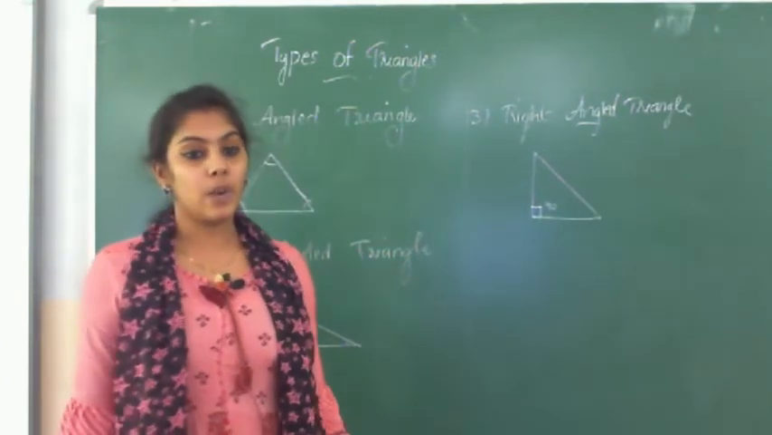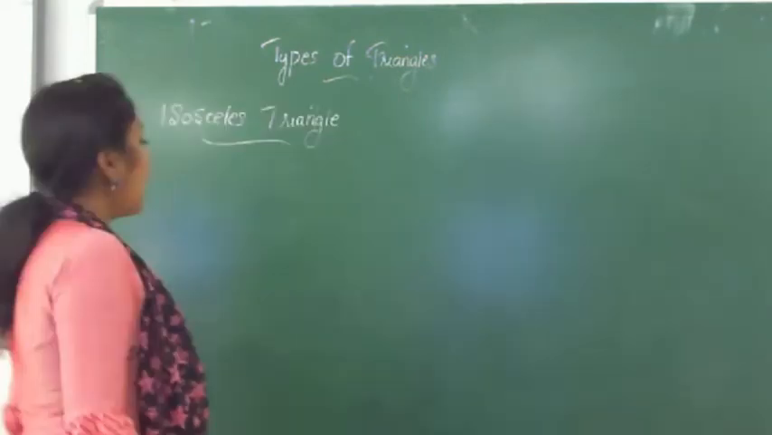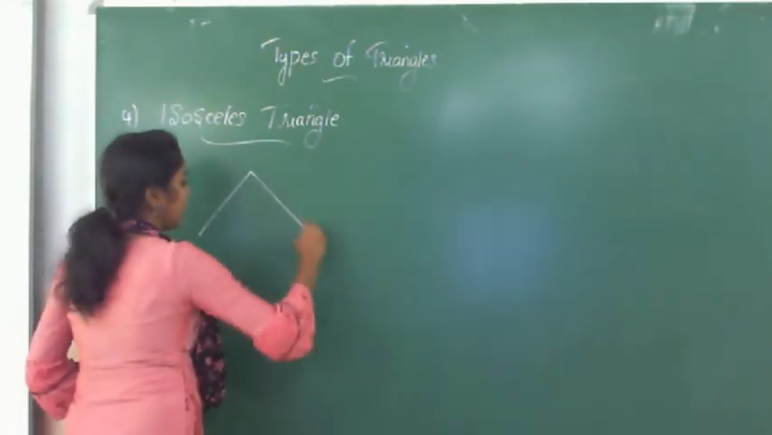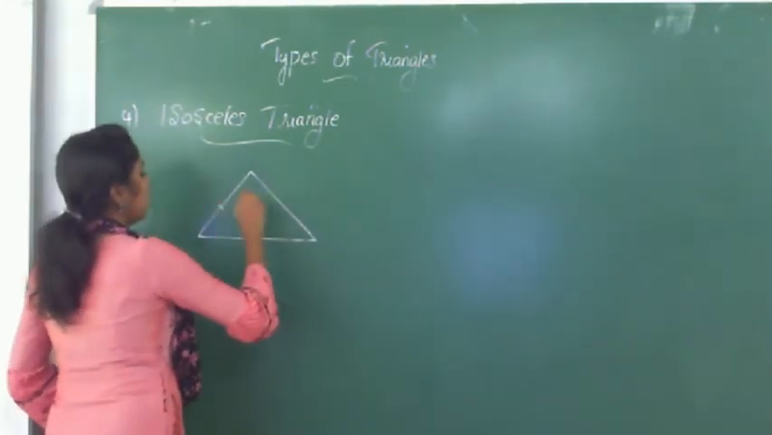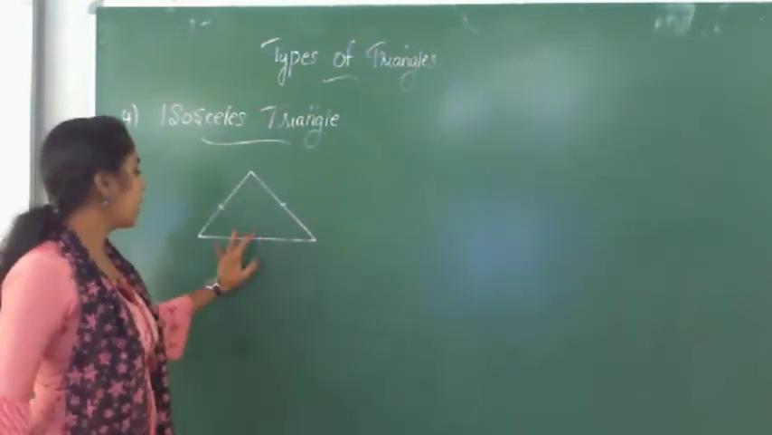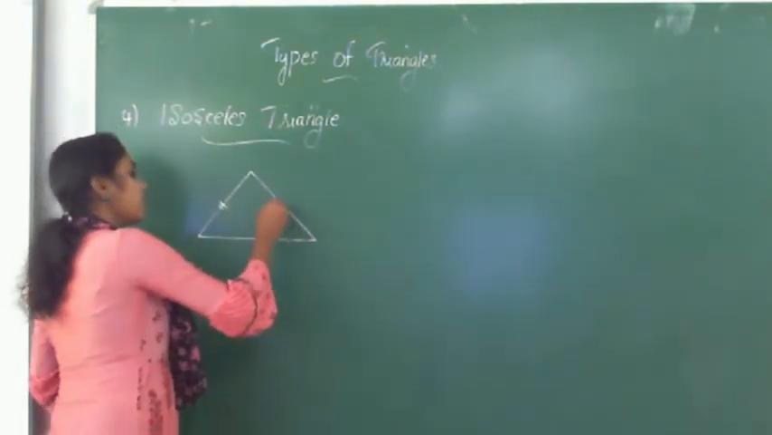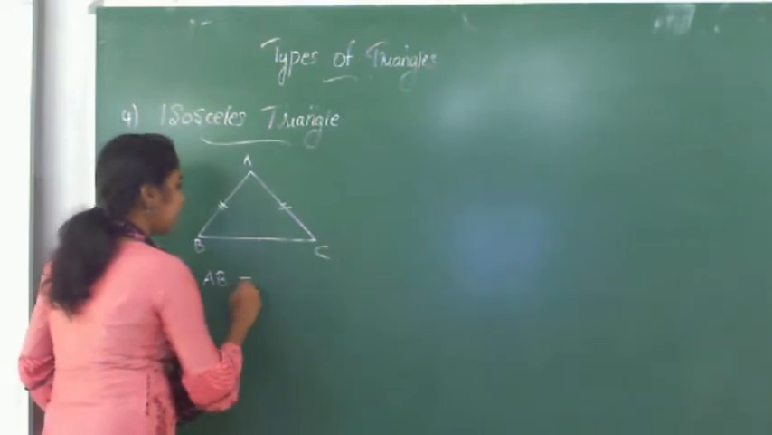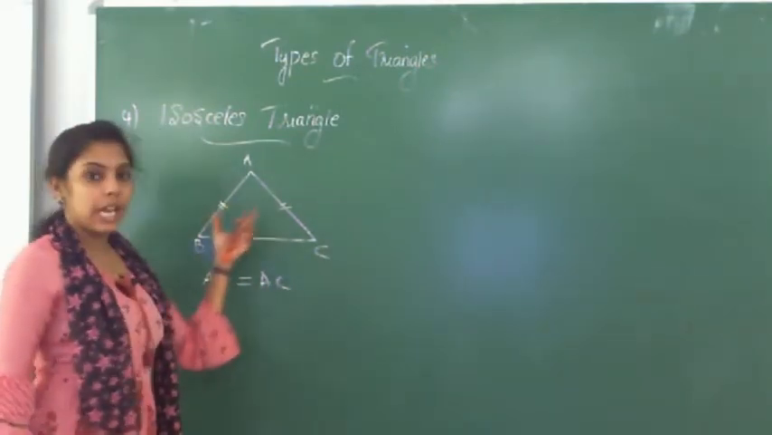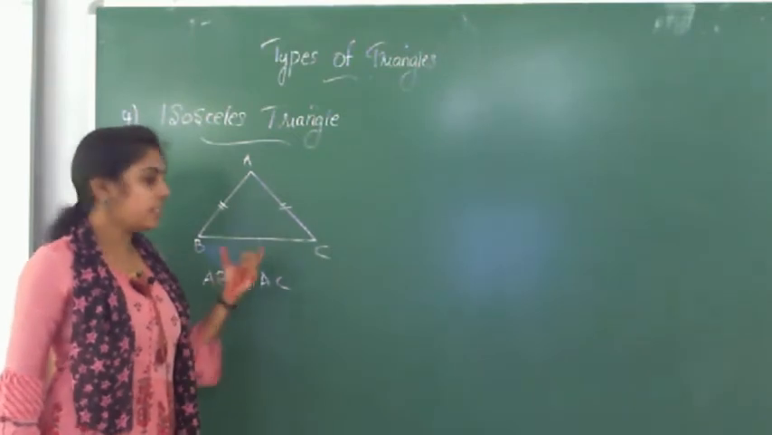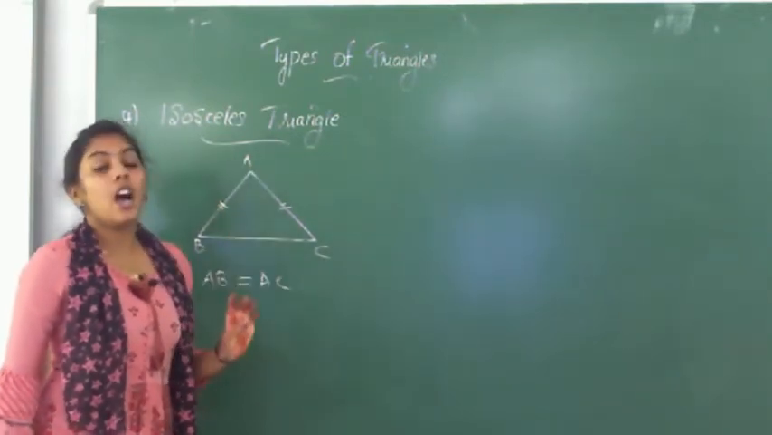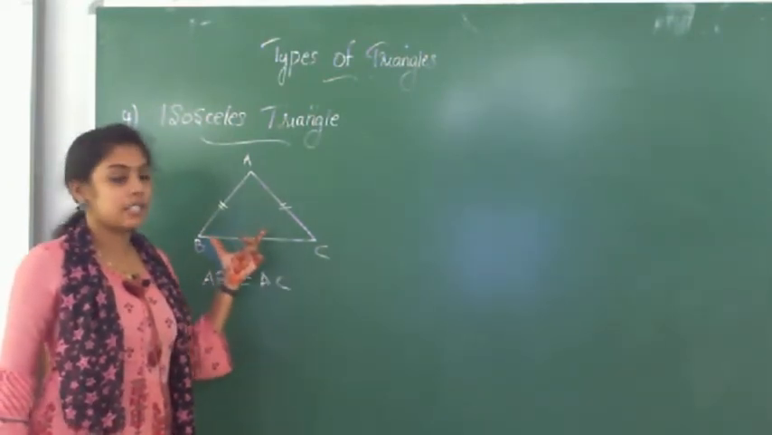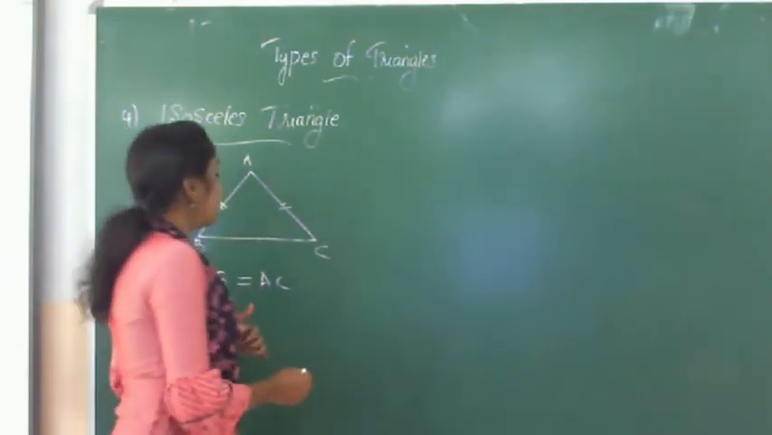Then the next one, isosceles triangle. What is meant by an isosceles triangle? A triangle has 3 sides, isn't it? Among these 3 sides, 2 sides should be equal. Here in this case, side AB is equal to AC. If any 2 sides are equal, this type of triangle is named an isosceles triangle. So an isosceles triangle means a triangle with 2 sides equal.